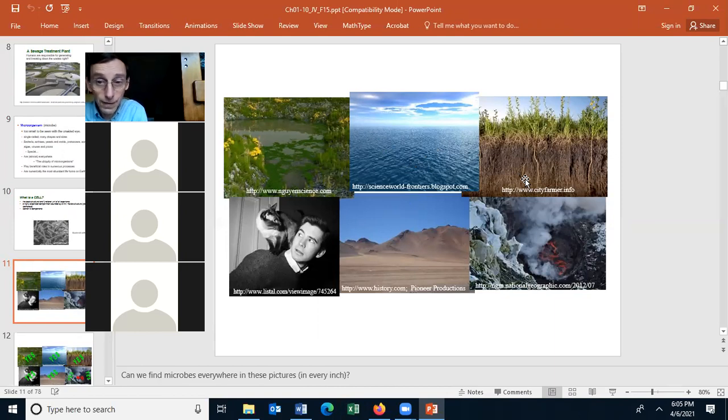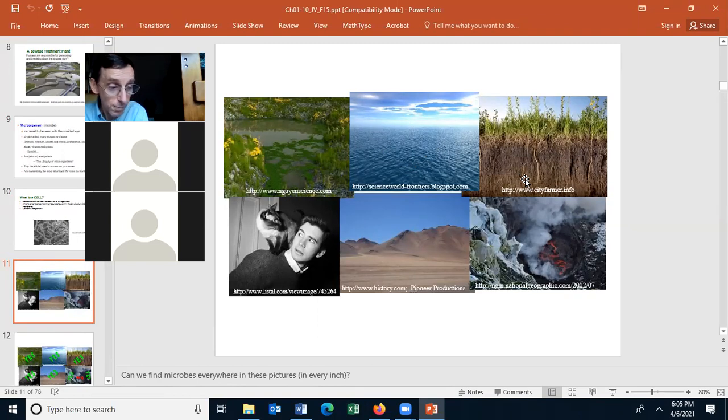Do you find it in every inch of the soil? Yes, you do. You have to go down a mile into the Earth's crust or underneath the bottom of the ocean floor. You have to go under a mile before you don't find living organisms in every inch.